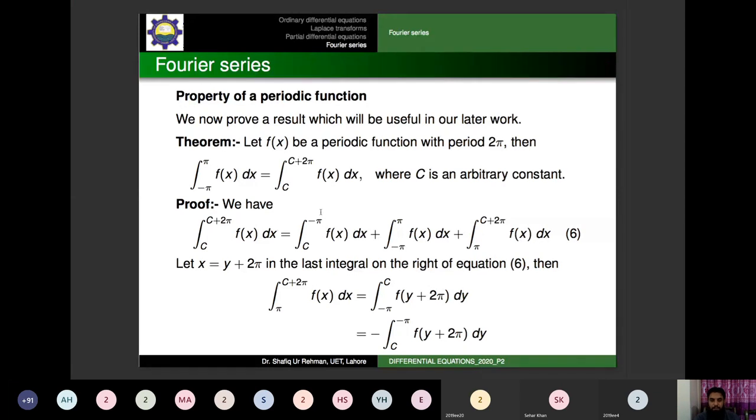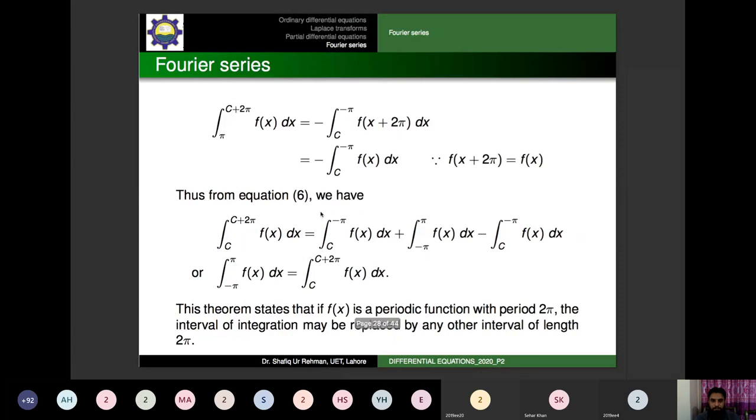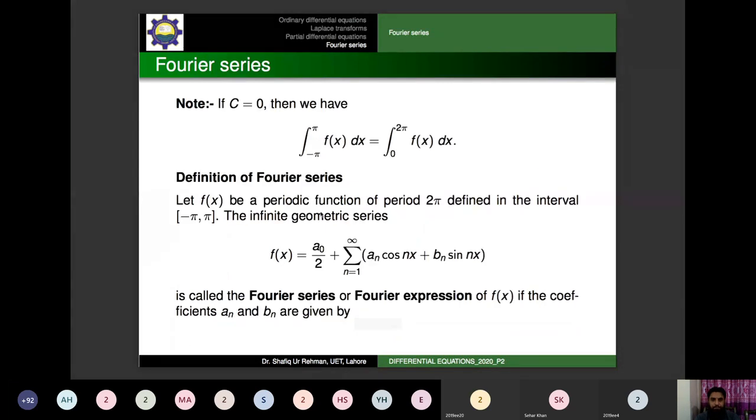We can replace it by an alternative interval with the same length, but different from minus pi to pi. We have gone through the proof of that. And then we discussed the definition.